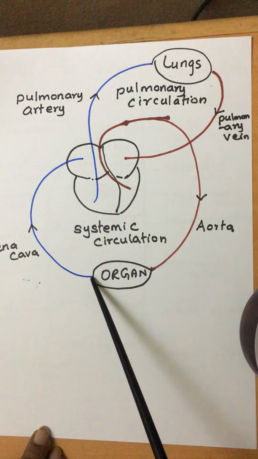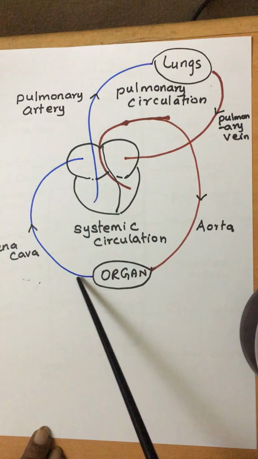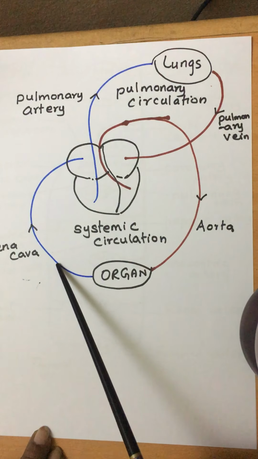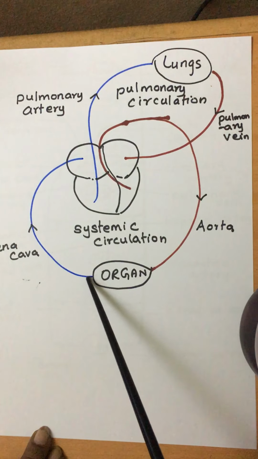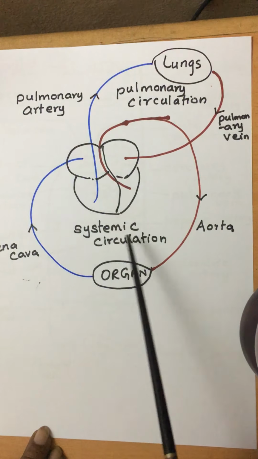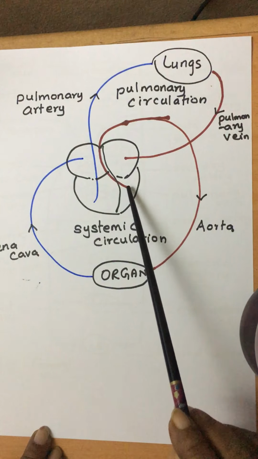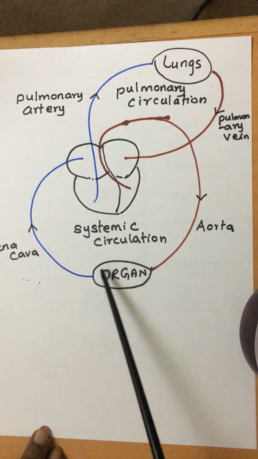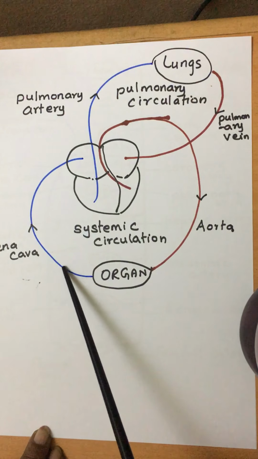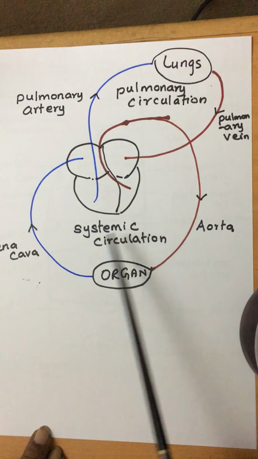From the organs, the vena cava, that is the inferior vena cava and superior vena cava. The superior vena cava brings blood from the upper parts of the body, and the inferior vena cava from the lower parts. They carry deoxygenated blood from the organs to the right atrium. So systemic circulation means: left ventricle, aorta, body organs, then superior and inferior vena cava, and right atrium.